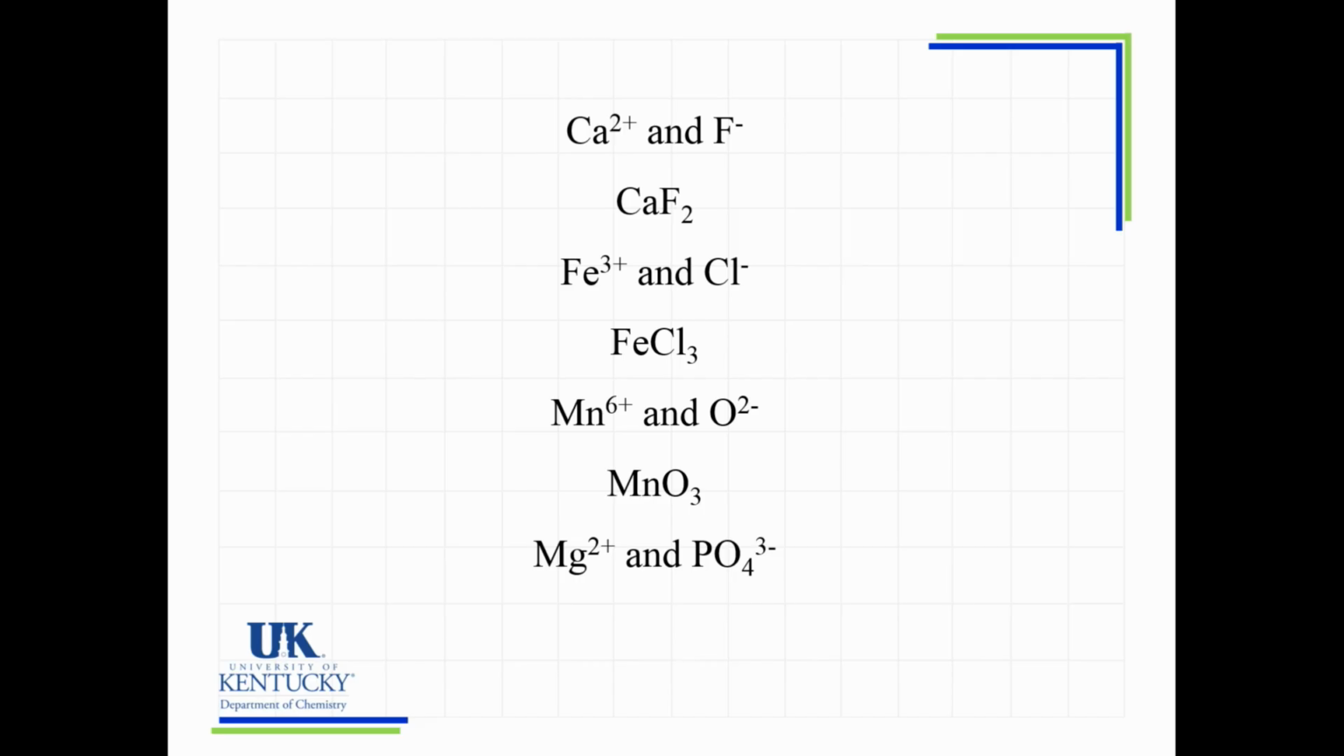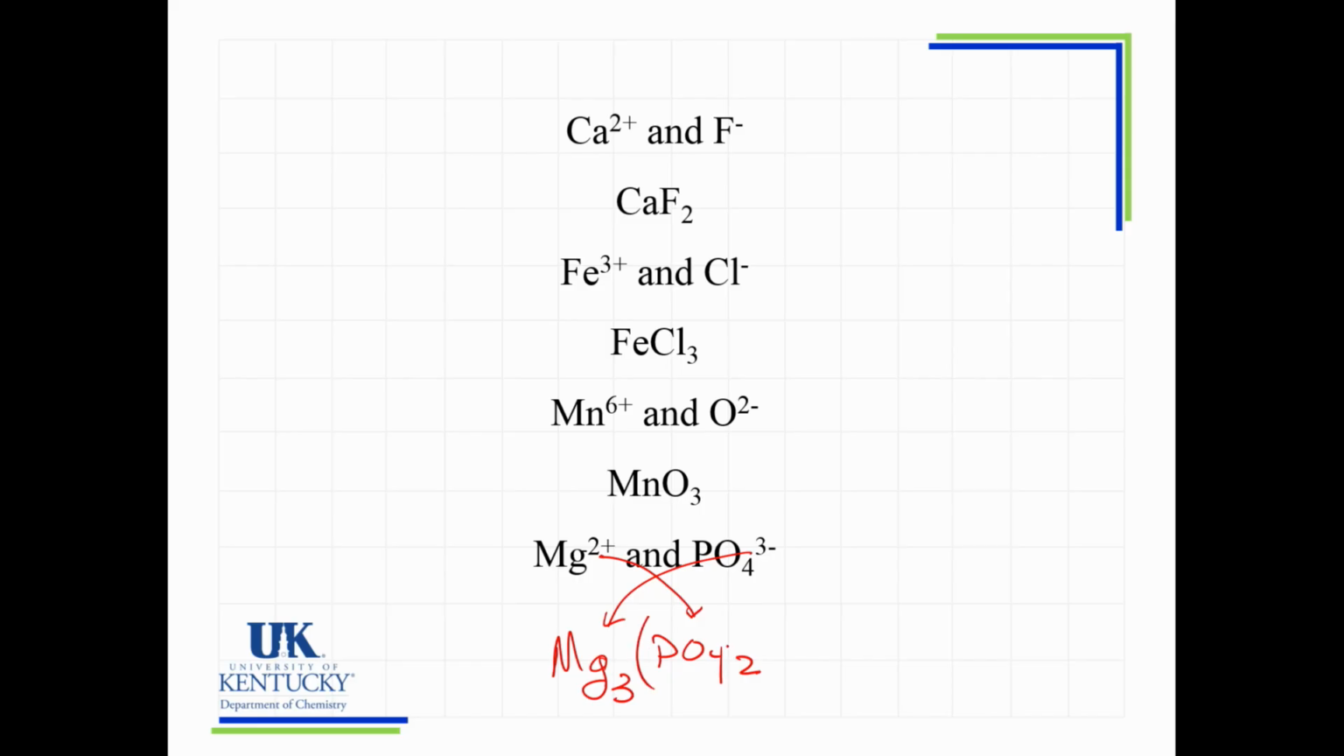All right, let's do this last one on our list here. We have the Mg with a 2+ charge and the phosphate. Phosphate has a 3- charge. If we do the crisscross down, this charge becomes the subscript and this becomes the subscript. We have Mg3, PO4, and 2. Be careful you don't leave it that way. It looks like I have 42 oxygens.